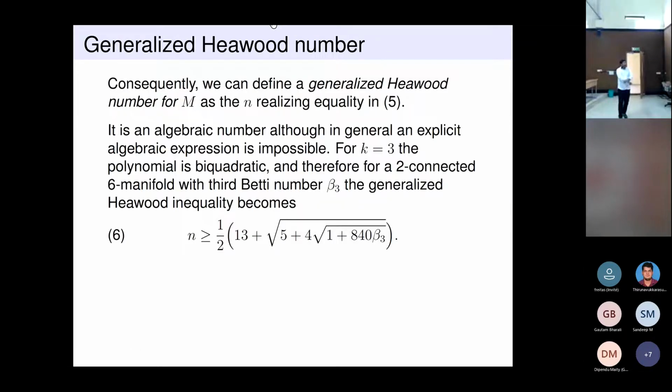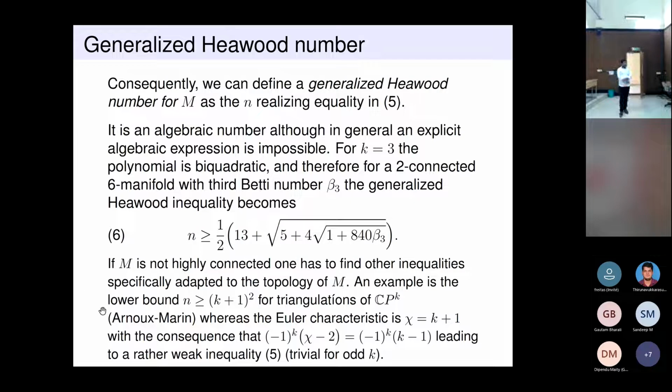Consequently, we can define a generalized Heawood number for M as the n realizing the equality in 5. Obviously it is an algebraic number, but in general an explicit algebraic expression is impossible. But for K equal to 3, the polynomial is biquadratic. Therefore, for a 2 connected 6 manifold with third Betti number beta 3, the generalized Heawood conjecture becomes this one.